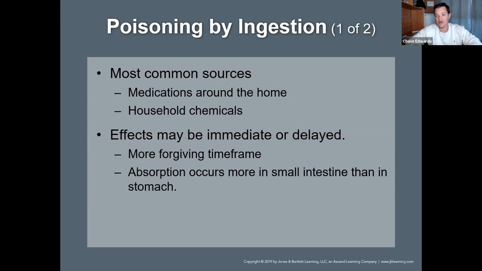Oh. So, poisoning by ingestion. Sorry. Most common sources are going to be medications around the home. Household chemicals such as cleaning agents are something that's ingested quite a bit. It may produce immediate damage to tissues, or effects may be delayed for several hours. Ingestions of caustic substances cause damage immediately. Some poisons must be absorbed into the bloodstream before they can produce toxic effects.